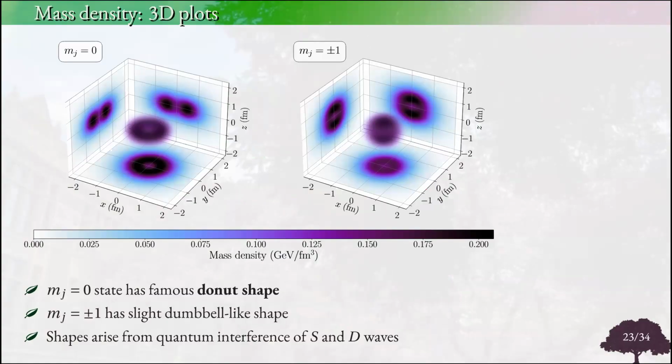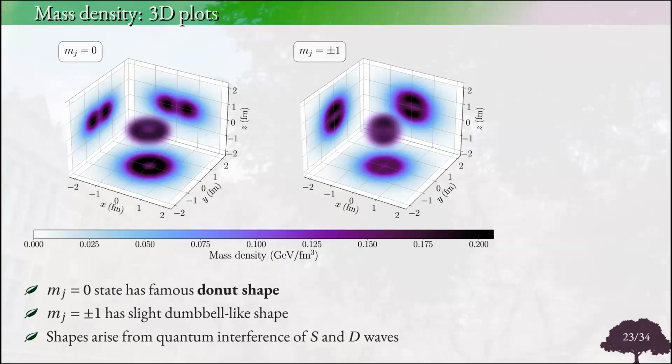Your magnetic number 0 state has the famous donut-like structure, not a sharply defined donut, but kind of a blurry one because the nucleons have finite size and that's being accounted for. So it kind of blurs out the donut. And your MJ plus or minus is kind of like two hemispheres or a very short dumbbell.